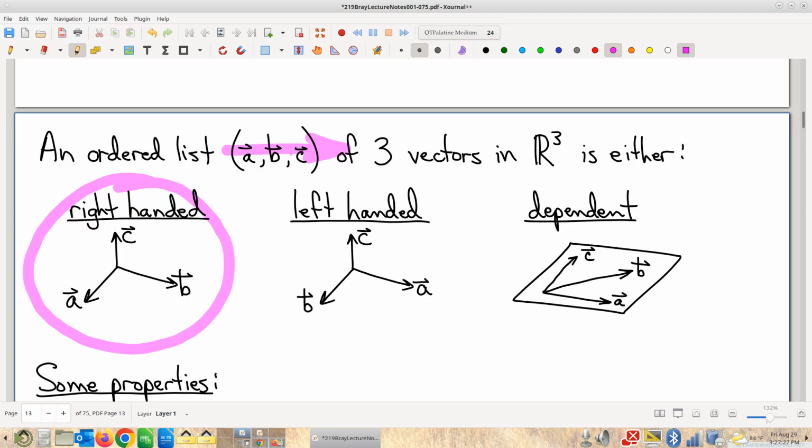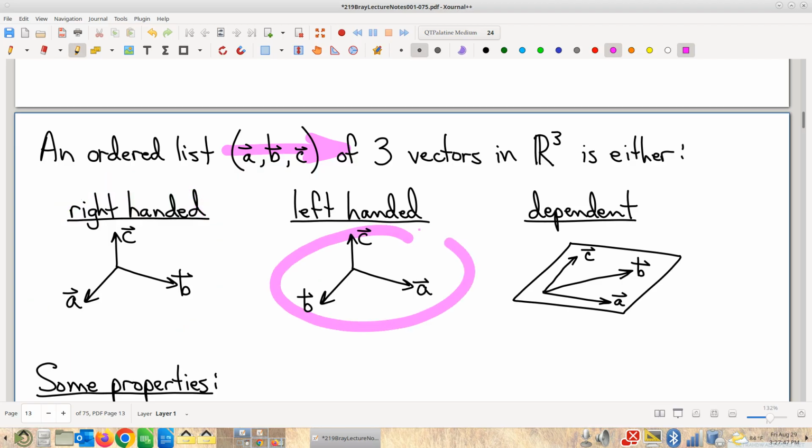If the third vector, C in this case, is on the same side of the plane, then that's a right-handed list. And if it's not on the same side of the plane, then that is not a right-handed list. Okay, so for example, let's look at this right here. This little arrangement, right? Again, we have A, B, C. Again, the same list: A first, B second, C third.